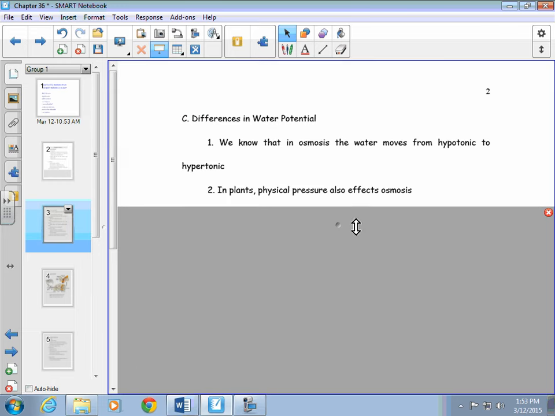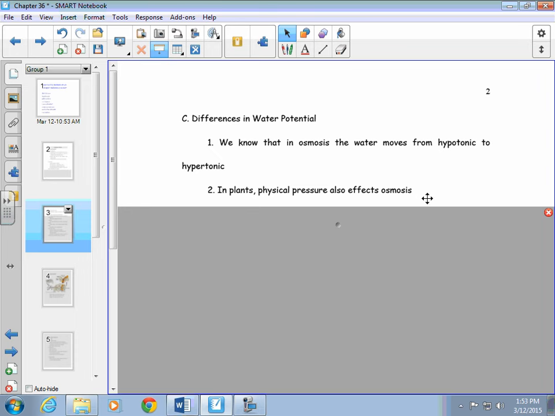Water potential is a term that we used during our biochemistry units and our diffusion and osmosis lab. We know that in osmosis, the water moves from a hypotonic to a hypertonic area. Hypotonic means lots of water, little solute. Hypertonic is the opposite. Little water but lots of solute.